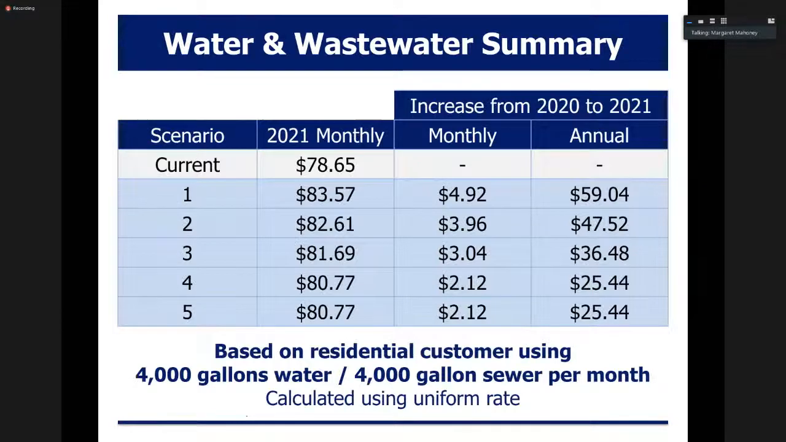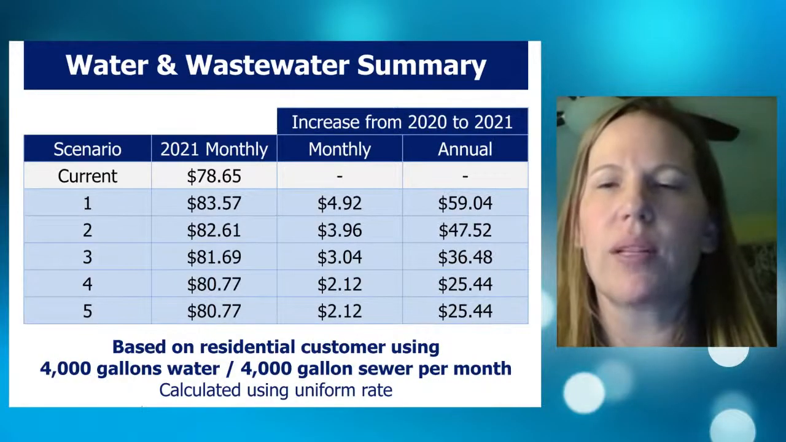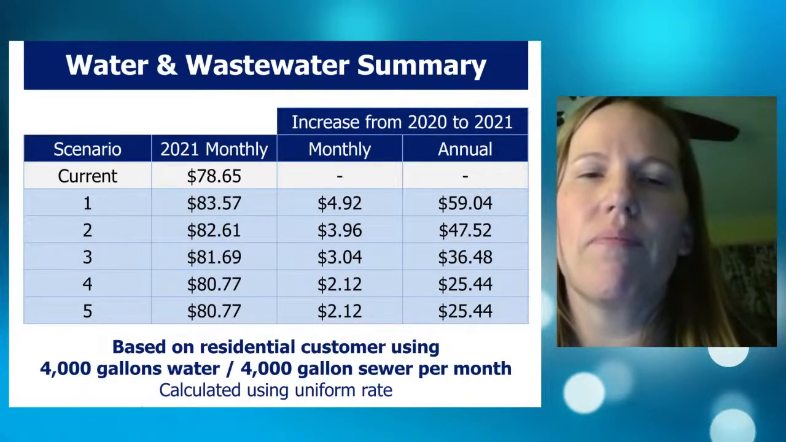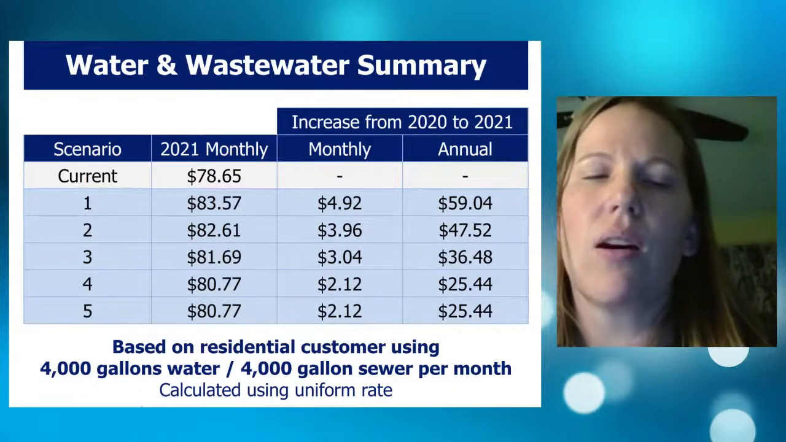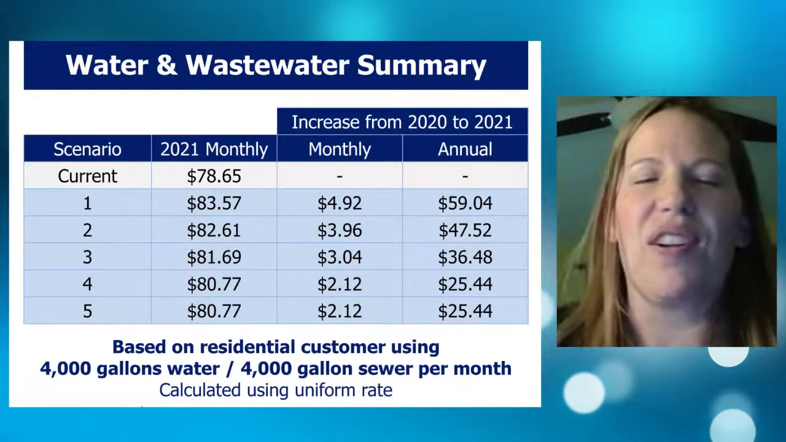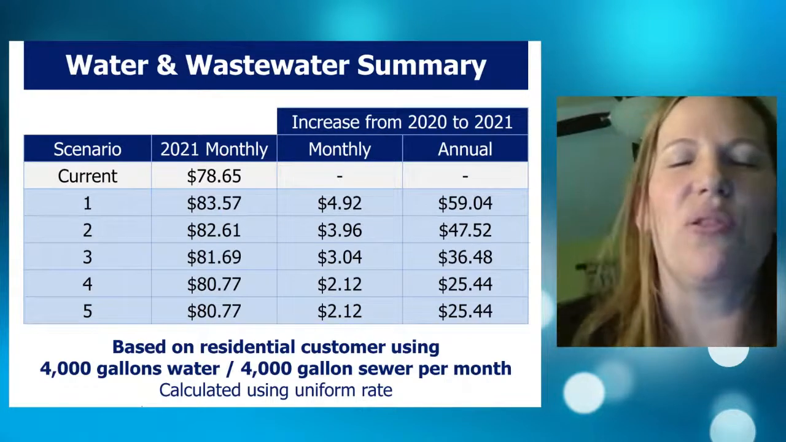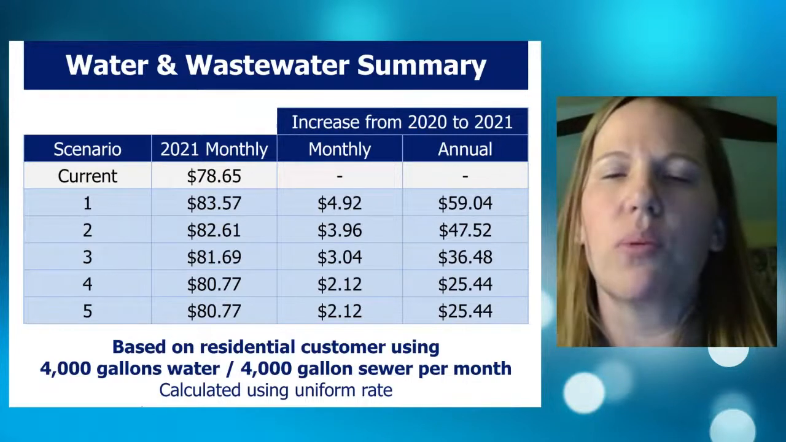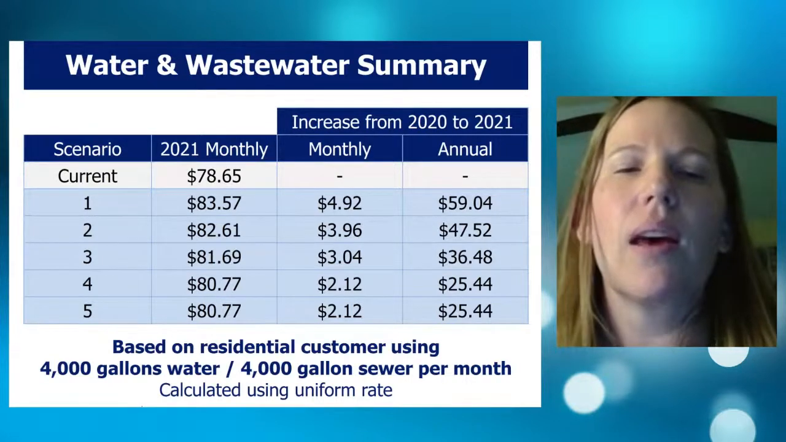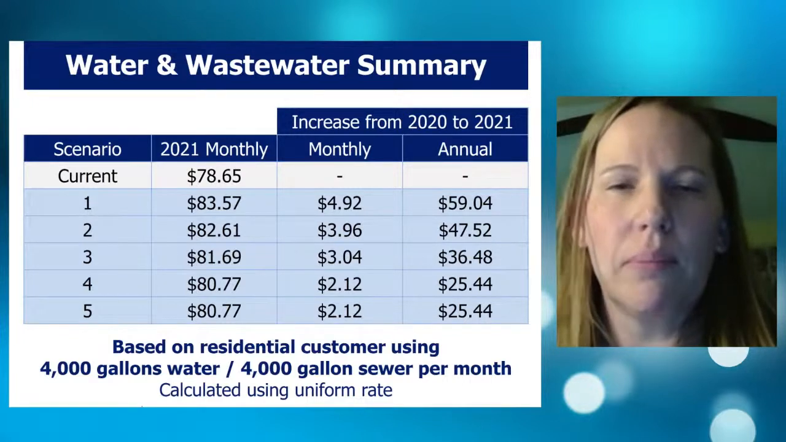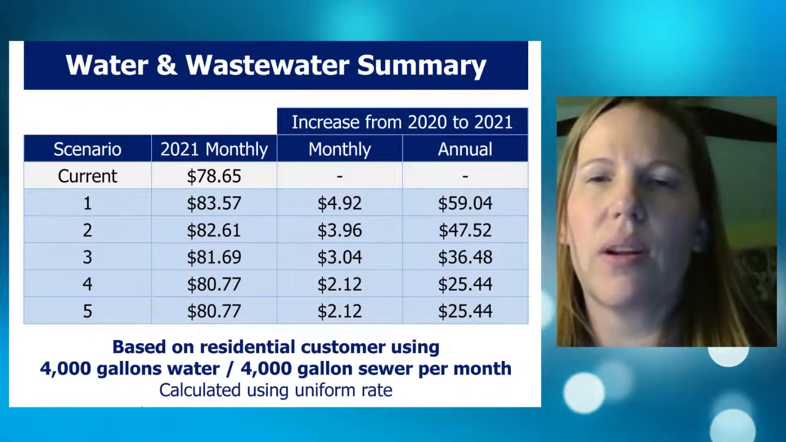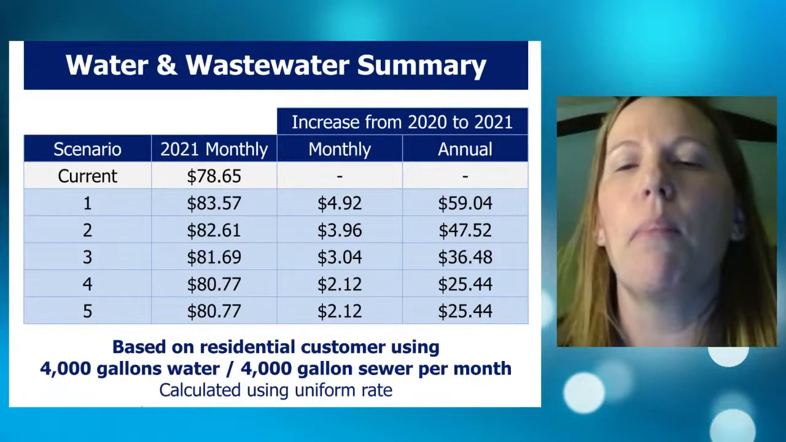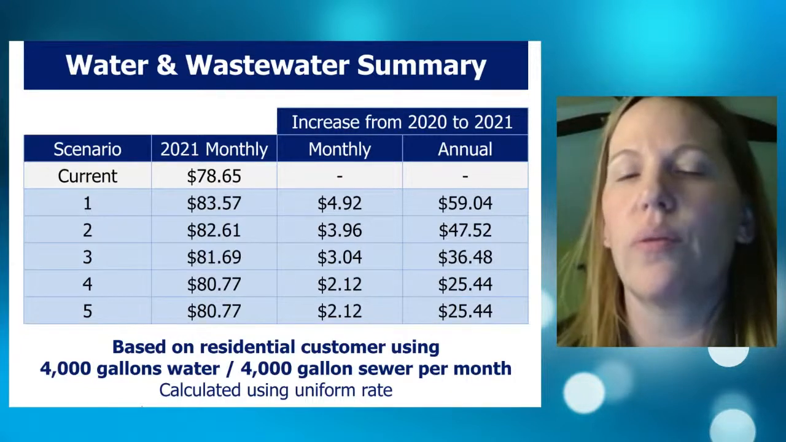So the water wastewater summary, we have again a table similar to what we saw with stormwater, where we have the various scenarios, and you can see the current rate here at the top. And again, this is based on sort of a hypothetical or an average 4,000 gallon user of water and sewer per month at the uniform rate. Just to get a point of comparison between the different scenarios, the cost difference would be. So as you can see, we have the 2021 monthly rate for each of those broken out, then we break down the change from 2020 to 2021 monthly and annually in each scenario.